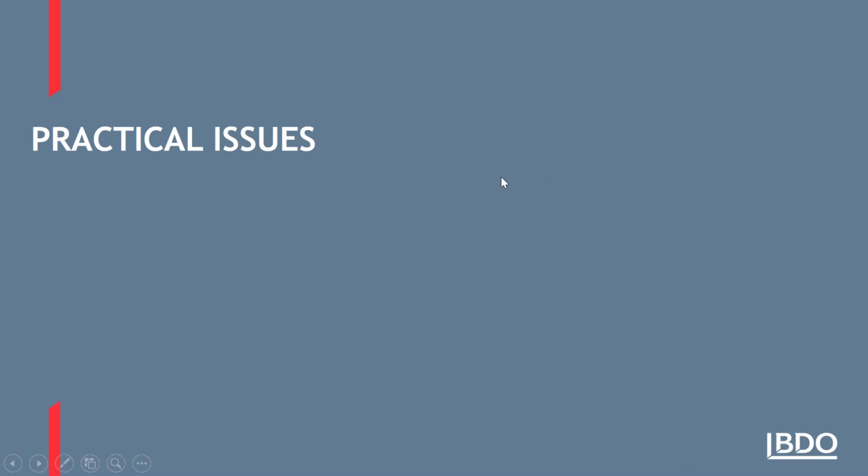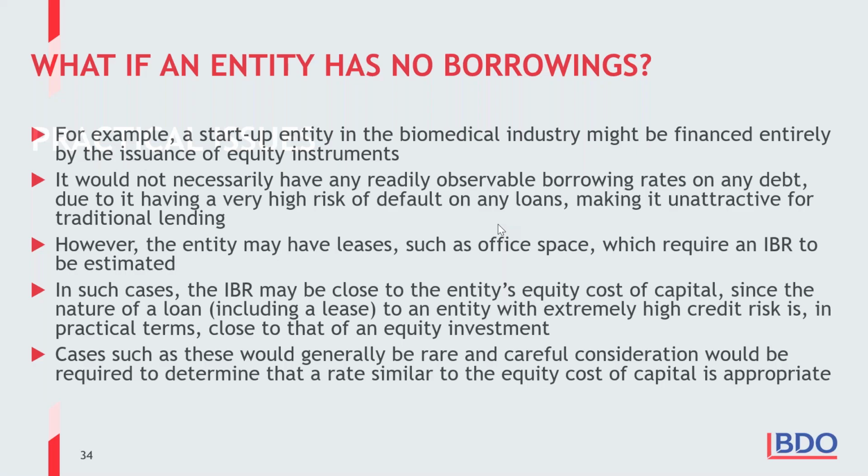So on the very first one, the question that we often get asked, what if an entity has no borrowings? So I often hear that from not-for-profit clients. We have no borrowings, never have, never had, never will. How do we come up with an incremental borrowing rate for the purposes of this lease standard? Martin, can I throw this over to you?